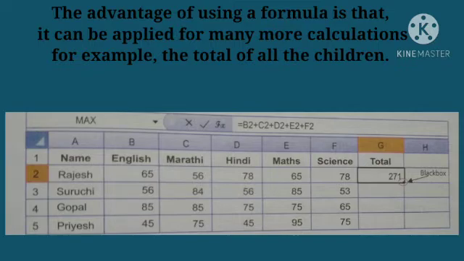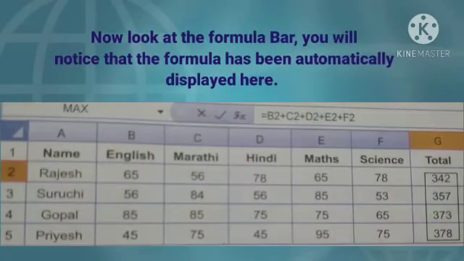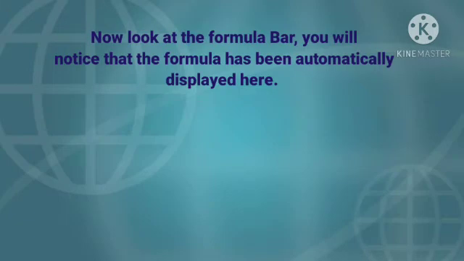Continue in the same way, dragging the plus sign down each time till all the calculations are done in the G column. Now student, look at the formula bar. You will notice that the formula has been automatically displayed here. This happens whenever you click on a cell with a formula: the cell shows the result, while the formula bar shows you the formula.